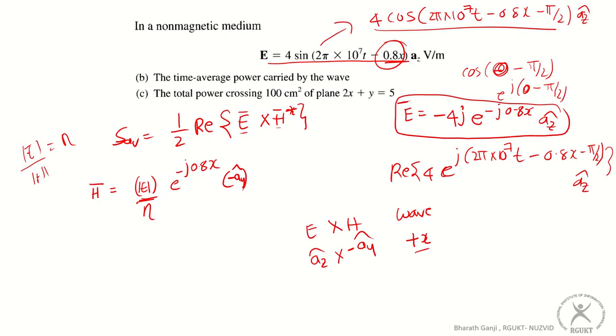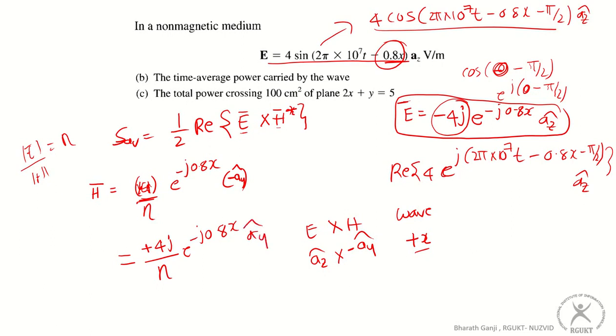The thing is, there is some additional phase here, so it is not just magnitude. Whatever magnitude term is there, you divide this term with eta. So if I divide the term with eta, it simply goes like minus 4j divided by intrinsic impedance eta, e power minus j times 0.8 x, minus of minus you get a plus, and ay cap.